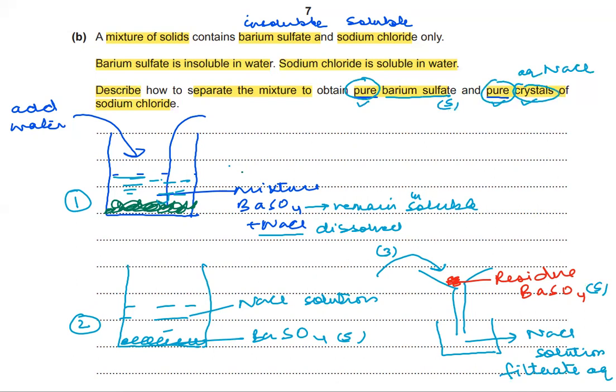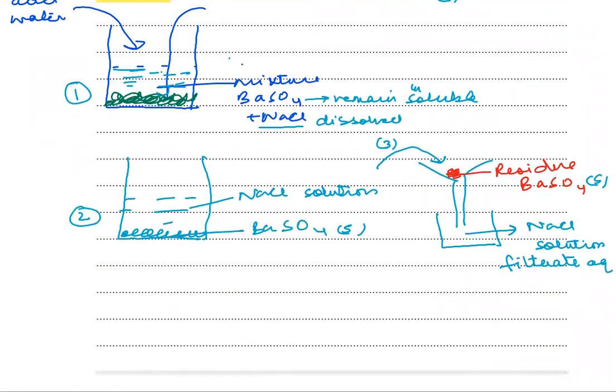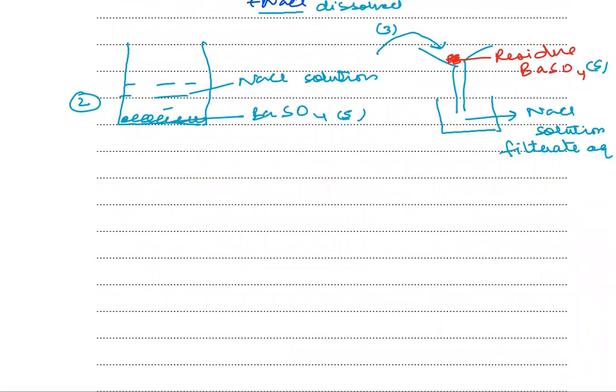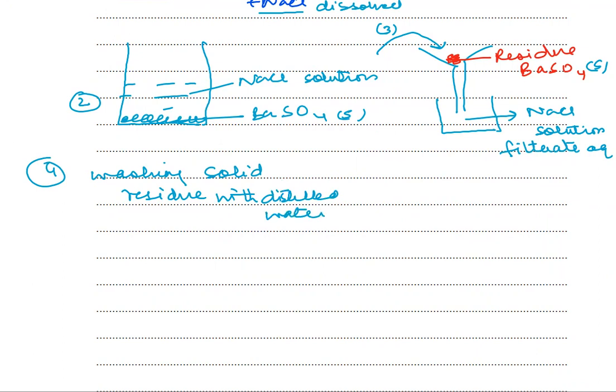So in order to get the barium sulfate in the pure form, what I'll be doing in step 4 is washing the solid residue. I will be washing the solid residue with distilled water, right? With the distilled water, and I will be drying it within the folds of the filter paper.